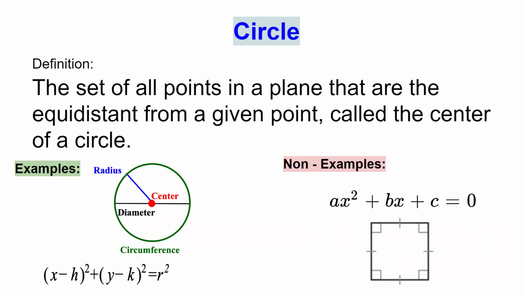A circle: we're going to look at all the points on a plane that are equidistant from a point called the center. Now, how in the world do we graph all those points? Well, we're going to analyze all the points that exist in our y direction and our x direction, and from that, find all those particular points that are the same distance away from that center.